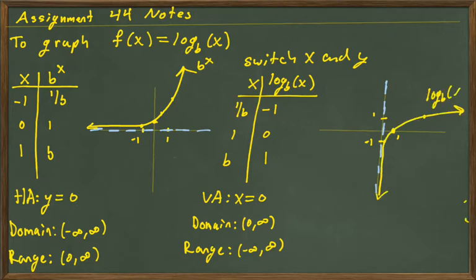I think in assignment 43, when you looked through those notes, you were given more than 3 points to graph, and you can certainly graph it that way. Here I'm just giving you a little bit more minimalistic approach with only 3 points and the asymptote. So we're going to look at graphing some transformations in this section also.